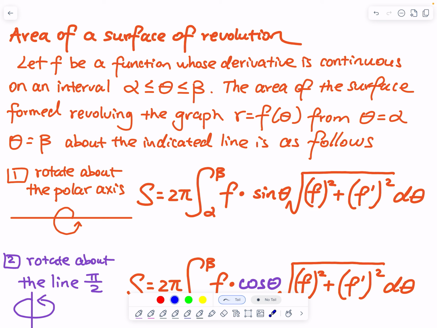So you have a polar equation. You square that, and then you find the derivative of your polar equation, square that as well, and then you add them. This should be pretty painful when you do the integration because of the square root. And then outside of the square root, you take the function and multiply by sine.